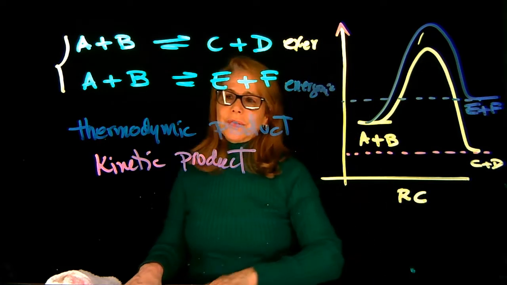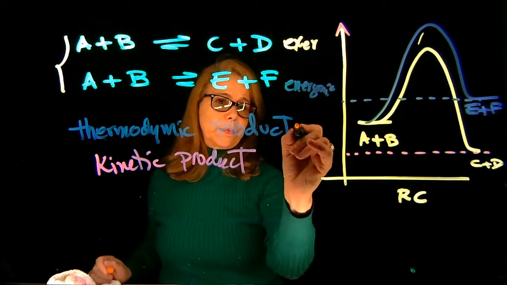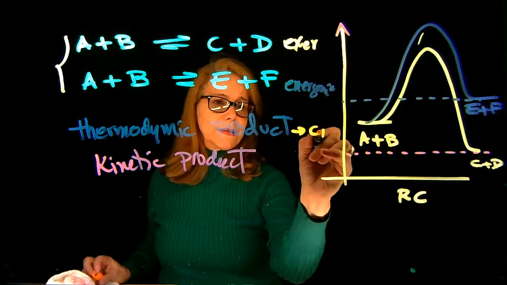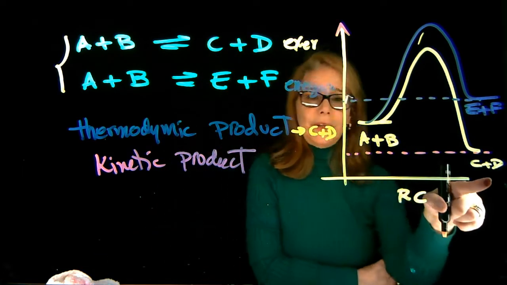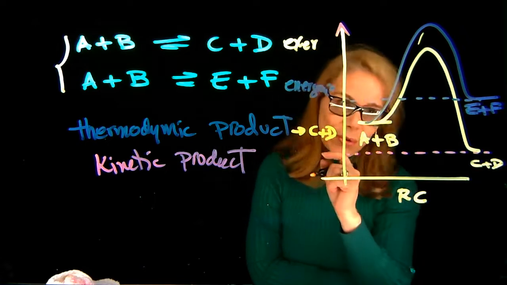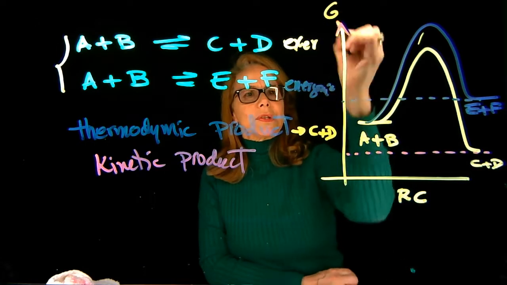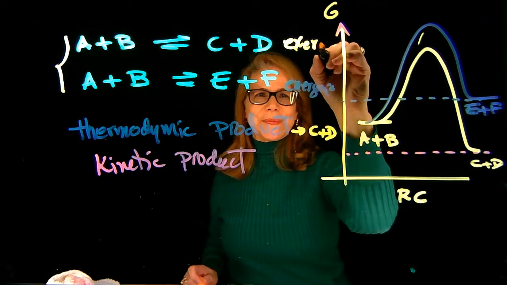So my answer to the first question, what is the thermodynamic product? This is CD. They are lower in energy. This reaction is exergonic. Now, that was G. I erased it because it didn't have room.